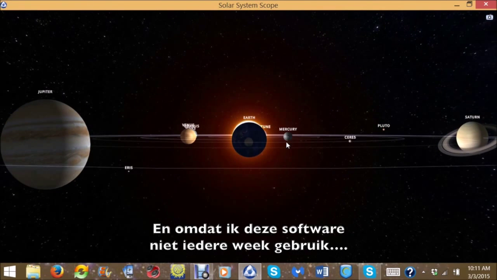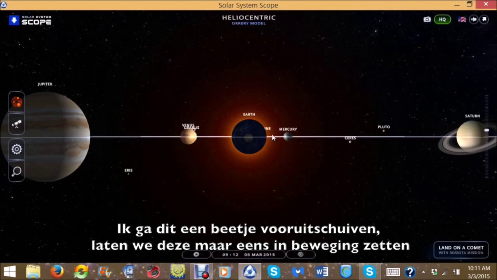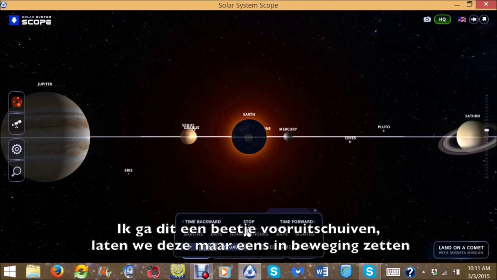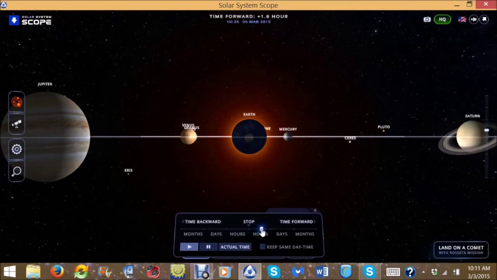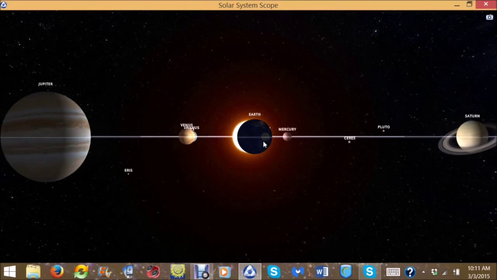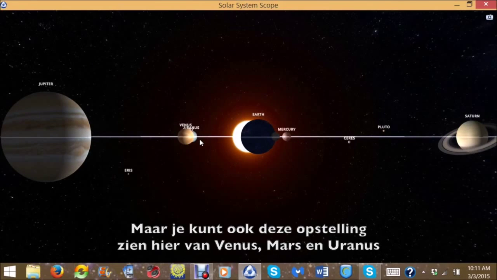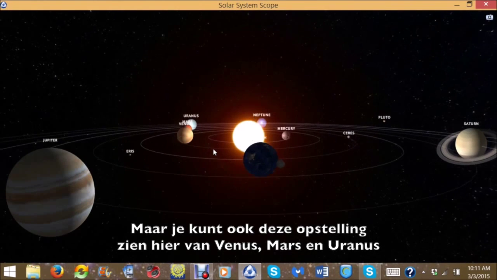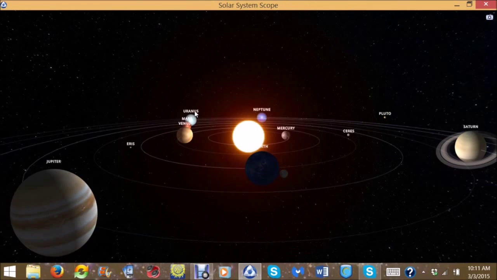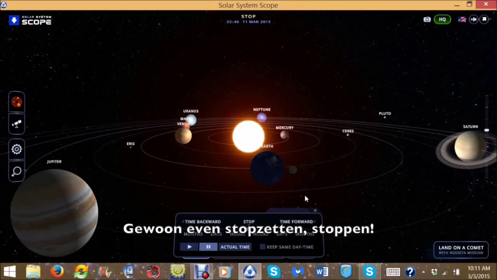And since I don't know that I'll do this software every week, I'm going to just go forward a little bit. Let's get this baby moving. Now you can see that the moon is going around the Earth. We're past the full moon, and the Earth is moving on. We're going a couple days at a time, but you can also see this line up here of Venus, Mars, and Uranus. I'm going to have to stop this thing because it's going too far off whack. We're at March 10th already. Let's just stop that.